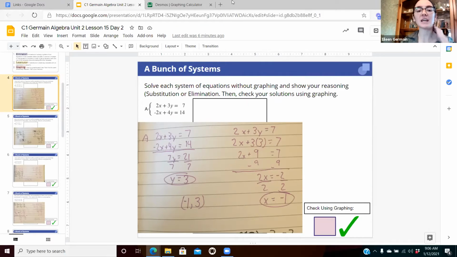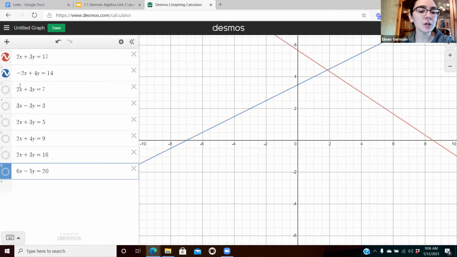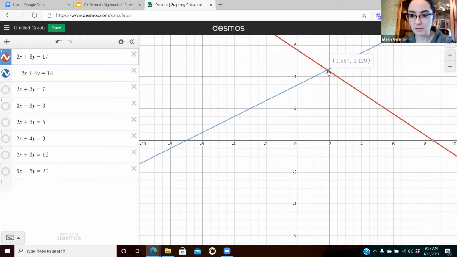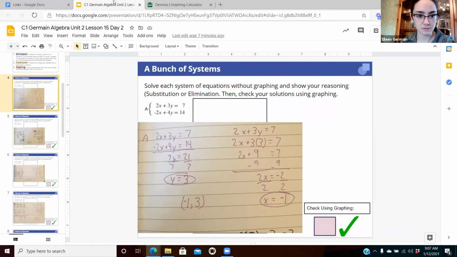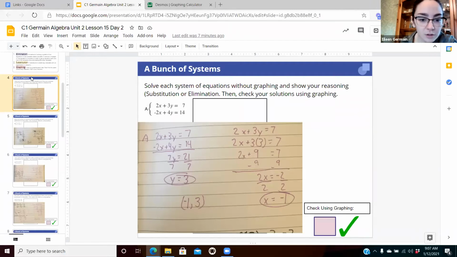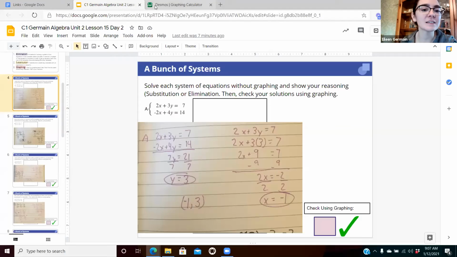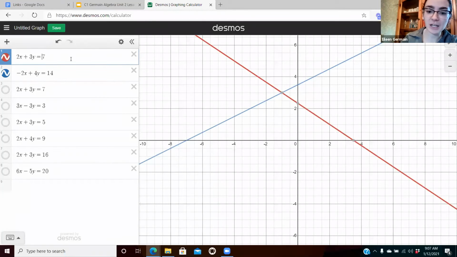I had you check it using graphing, so I'm going to click over here. The first 2 equations here meet and match at, wait, did I type it wrong? No, here, let me, no, what? I must have typed one wrong, let me see. 14. Okay, let's look at it. Oh, no, it's 7, not 17. There we go, Mr. Main. There we go. Negative 1, 3. Very good. Nice, nice, nice.